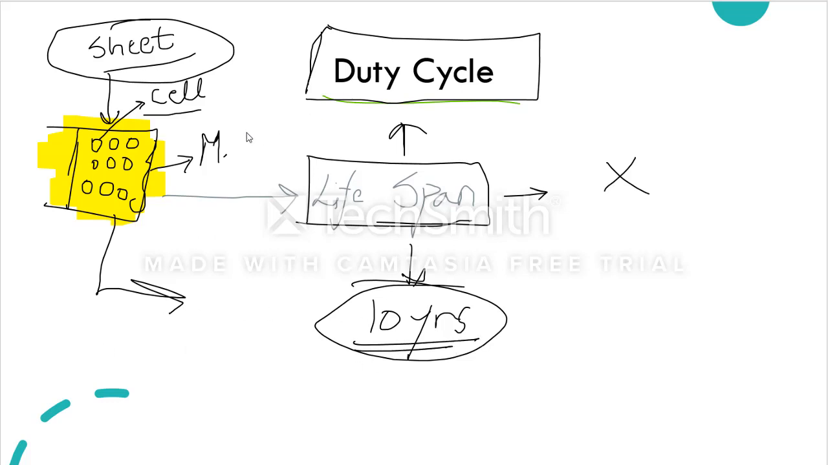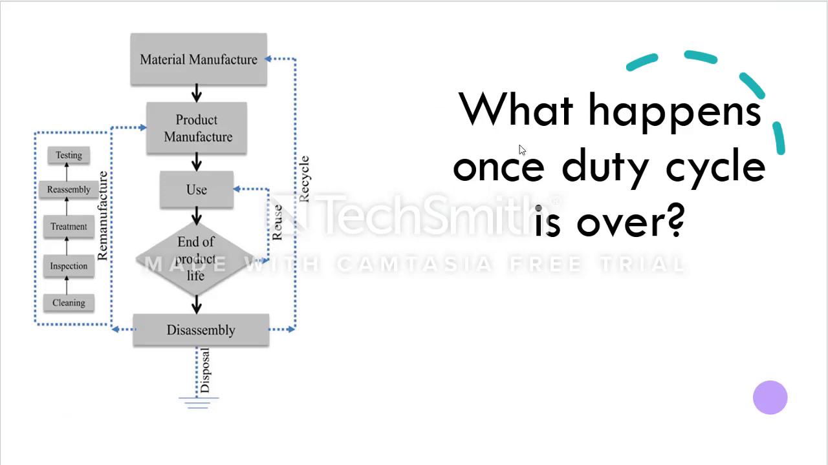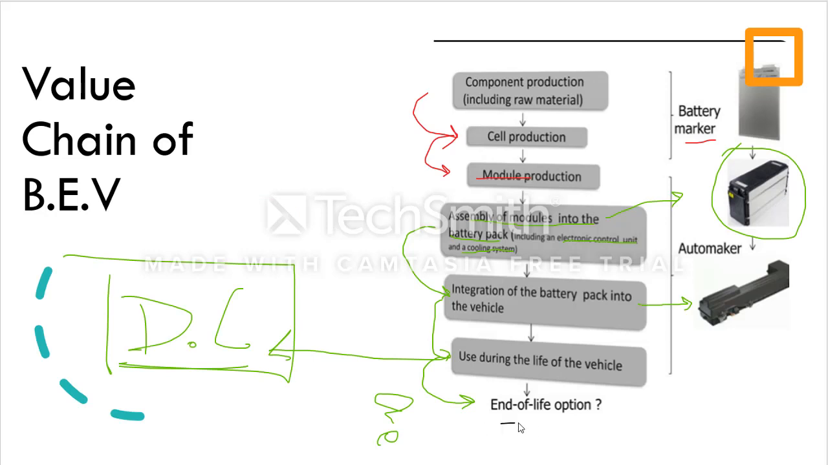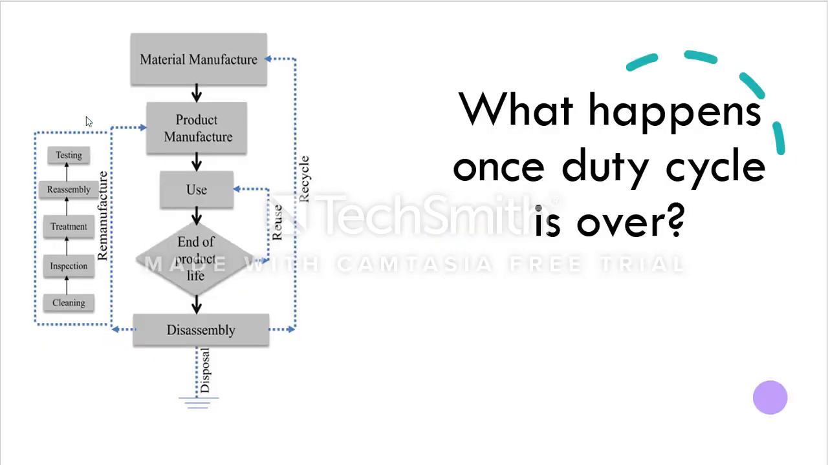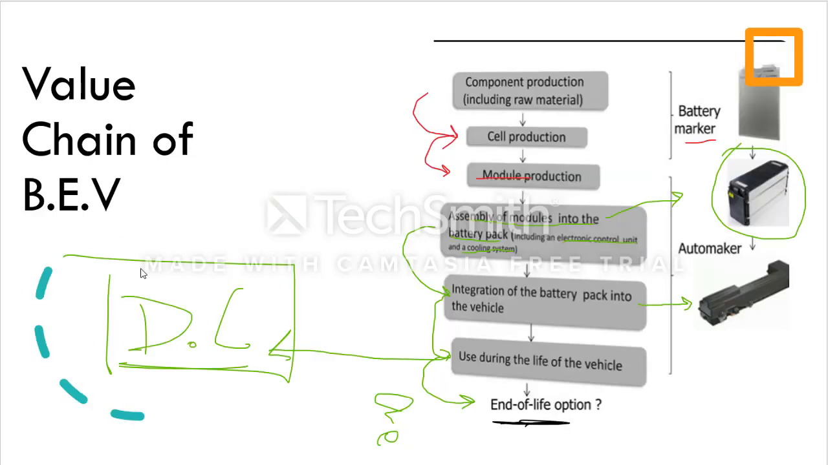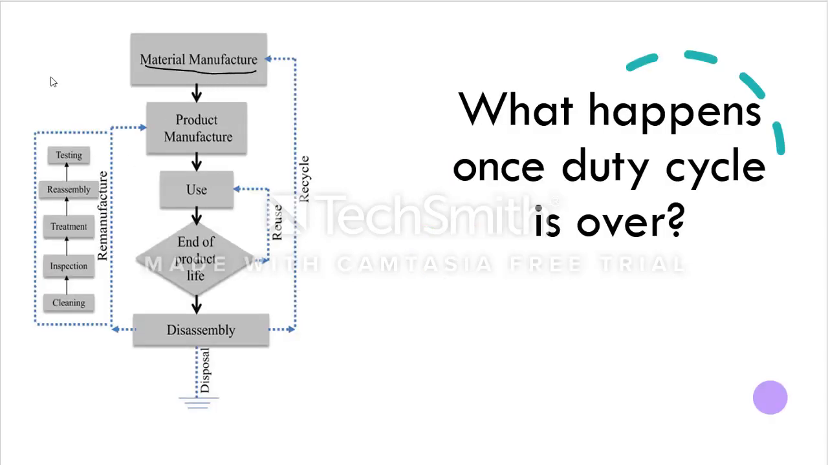Okay, so we now know what the duty cycle is. Now, what really happens once the duty cycle is over, which was the question that we asked over here. So let's take a look at it. Once we know that all the process has been happening from here, this is the manufacturing part. So the material manufacturing is done. Once the material manufacturing is done, it goes into the product manufacture. The product manufacturer uses this, so it's being used and technology is being placed inside the EV.